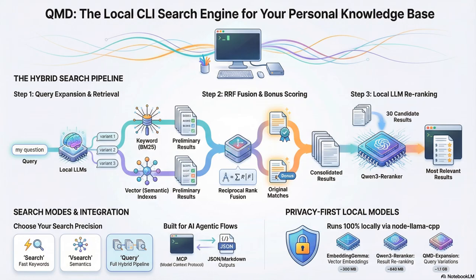So the mission for this deep dive is to figure out how it actually pulls that off. We're going to look at the architecture of what they call a hybrid search pipeline and try to understand how this all connects to the future of AI agents. Sounds good. But let's start with the basics. If I install this thing right now, what am I even looking at?